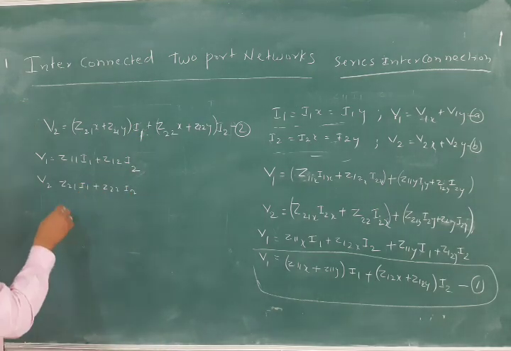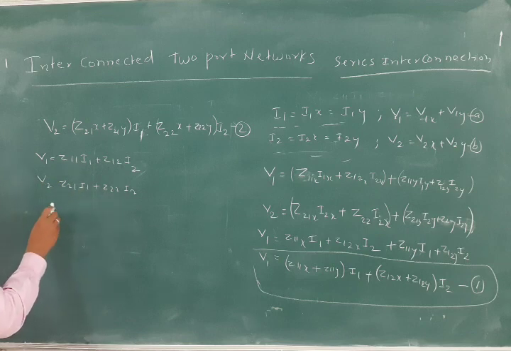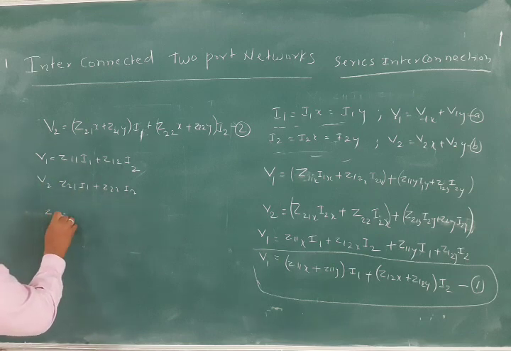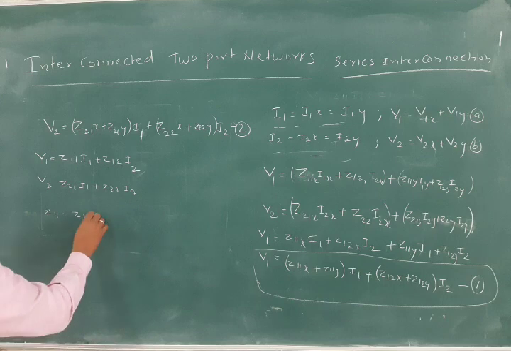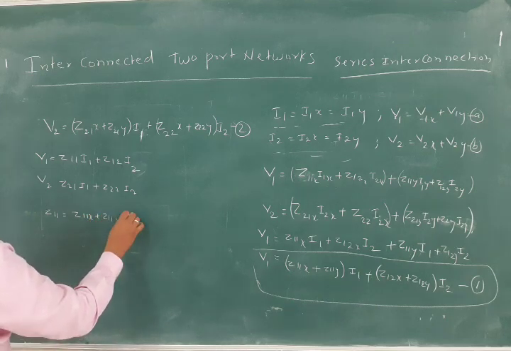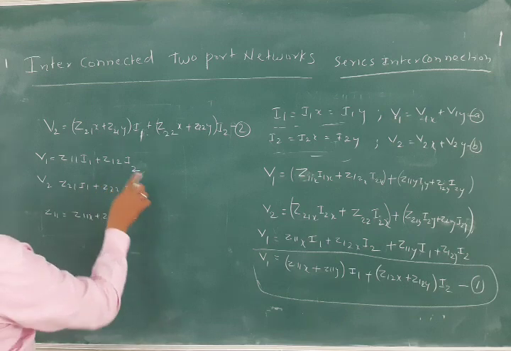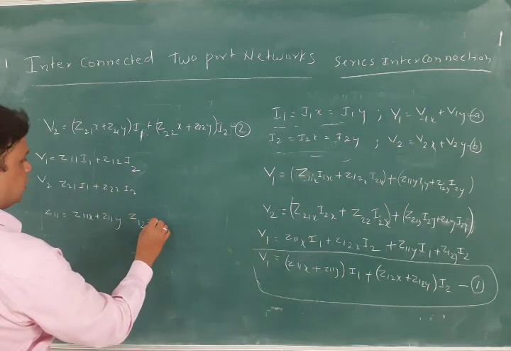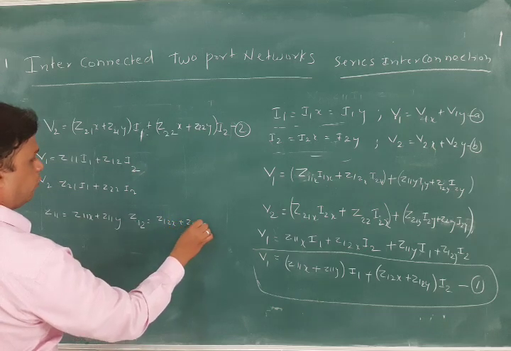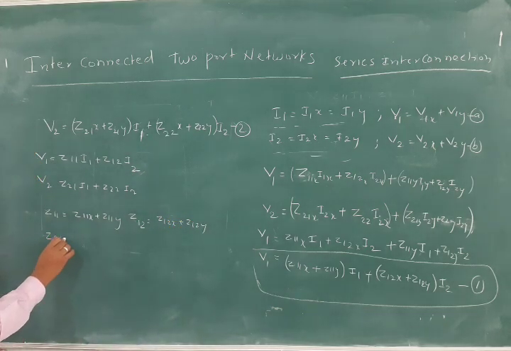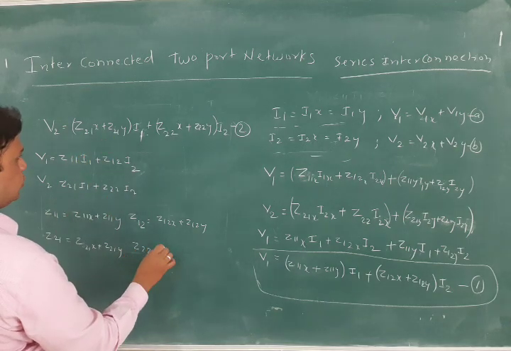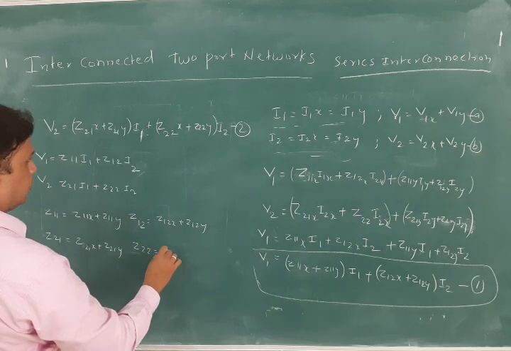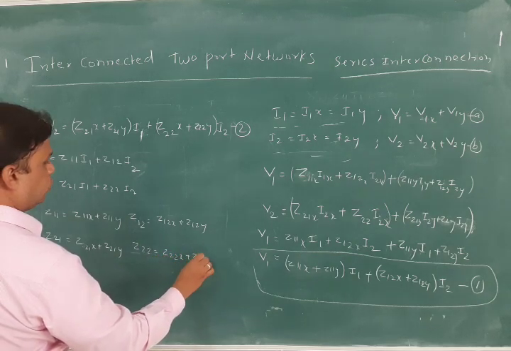Now, if you compare these equations, what you get here is Z11 is equal to Z11 of x plus Z11 of y, and Z12 is equal to Z12 of x plus Z12 of y, and Z21 is equal to Z21 of x plus Z21 of y, and Z22 is equal to Z22 of x plus Z22 of y.